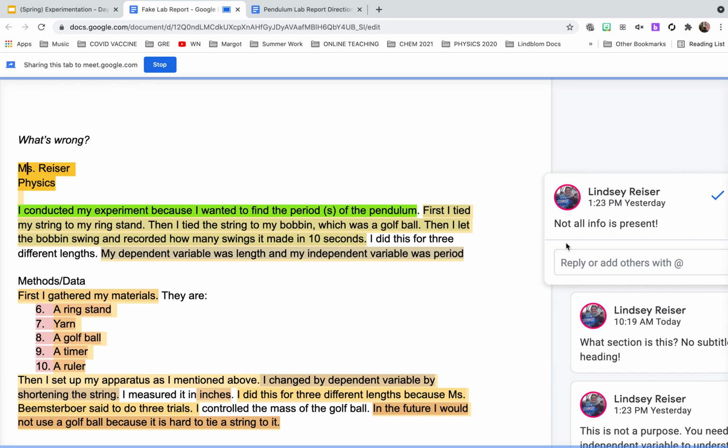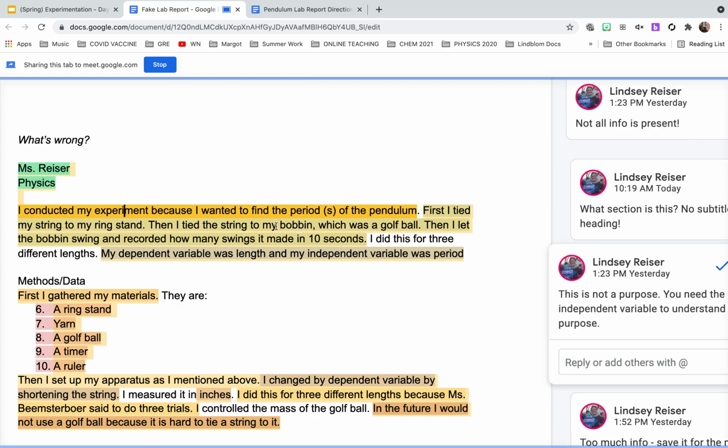this part. Okay, so this first part, not all info is present. So again, the student did not write their name. Please put your name on your paper. I know this is silly, but you would be surprised how many people turn their stuff in with no name. The second one.